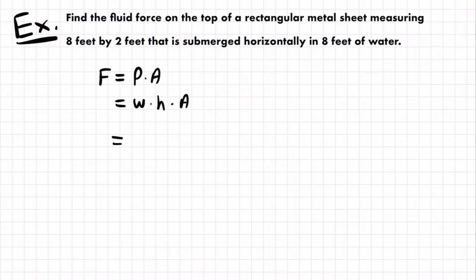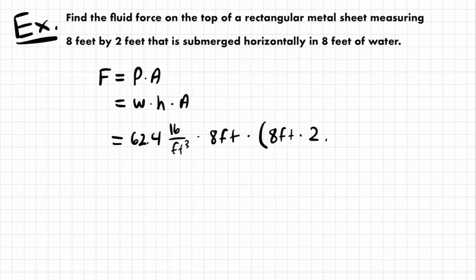So this is equal to 62.4 pounds per cubic foot, and that will be multiplied by the depth of the surface in the water. Remember that our metal sheet is submerged horizontally in 8 feet of water, so the depth is 8 feet, so we'll multiply by 8 feet, and then we'll multiply by the area of our surface. We're told that our rectangular metal sheet measures 8 feet by 2 feet, so the area will be equal to the length times the width, which is 8 feet times 2 feet.